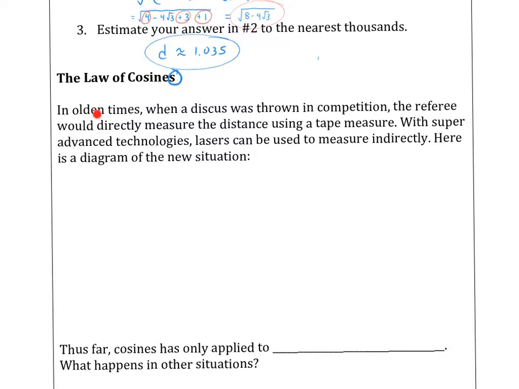All right, so in the olden days, like just a few years ago, when a discus was thrown in a track and field competition, the referee would directly measure the distance using a tape measure, and that's probably how things are done here at the high school. So with super advanced technologies, lasers can be used to measure indirectly. So let's walk through to see how that works.